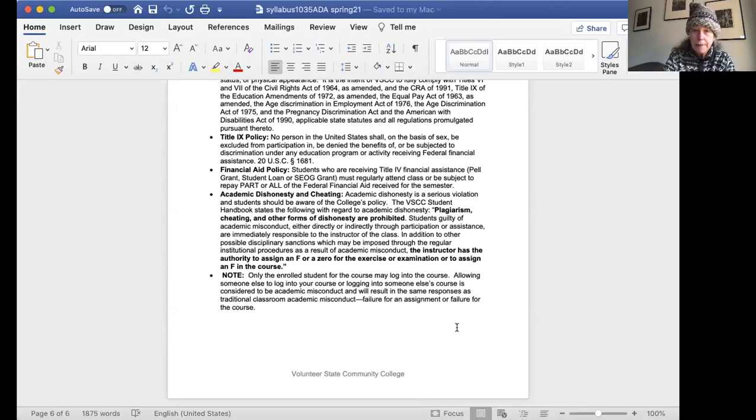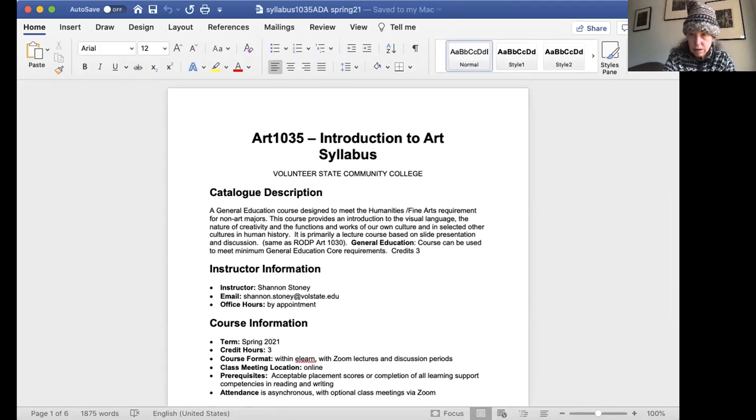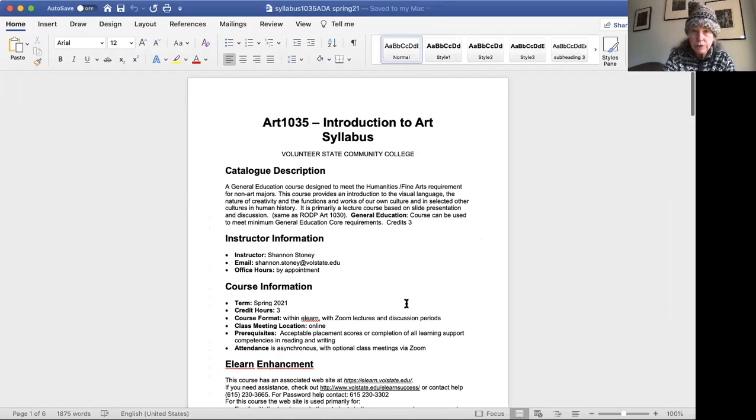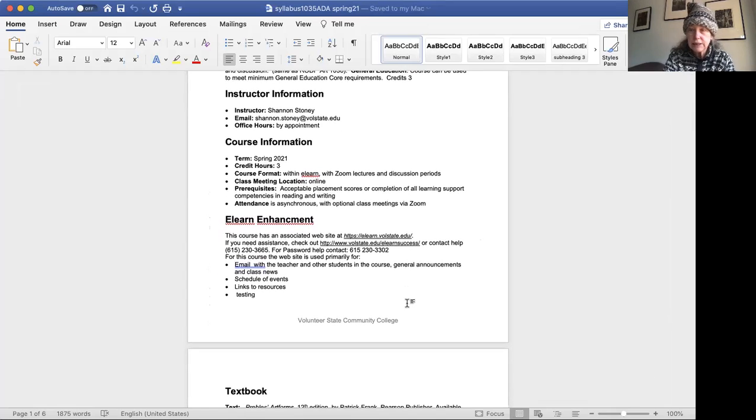Let me share my screen with you and show you the syllabus, which you can download from the content under the syllabus module. Okay. I hope you can see this. Let's see. Okay, so hopefully you can see the syllabus here. Obviously, since this class is online, where it says eLearn enhancement, the whole thing is in eLearn, really.